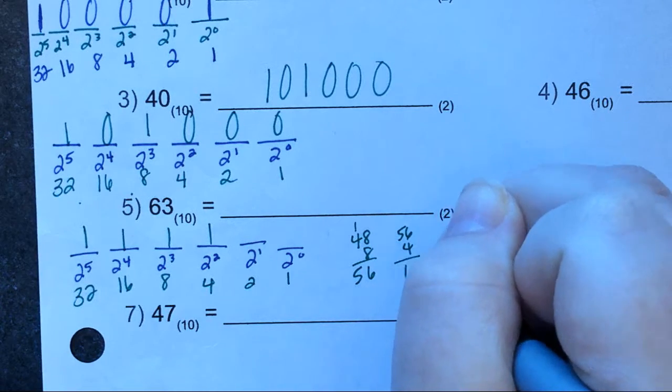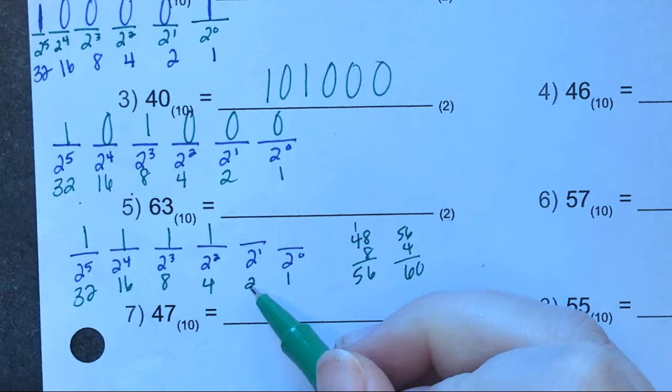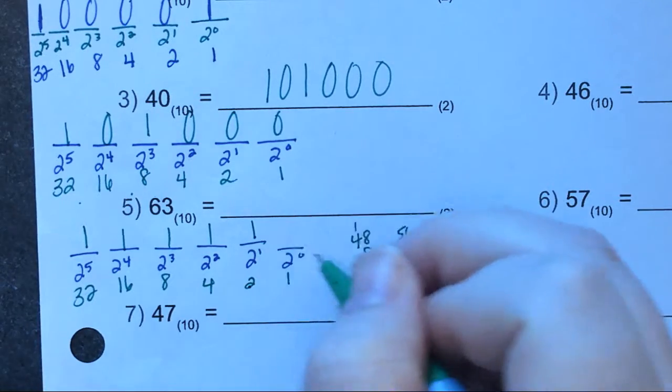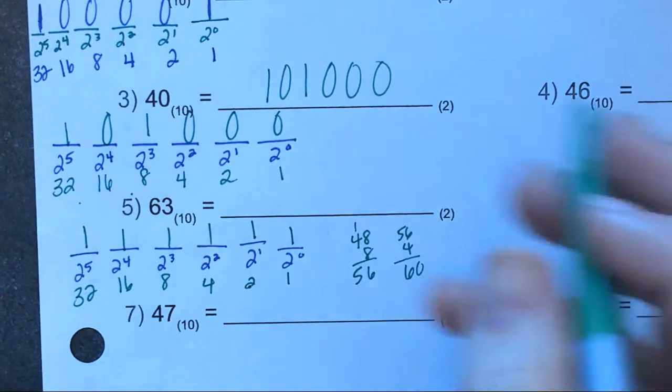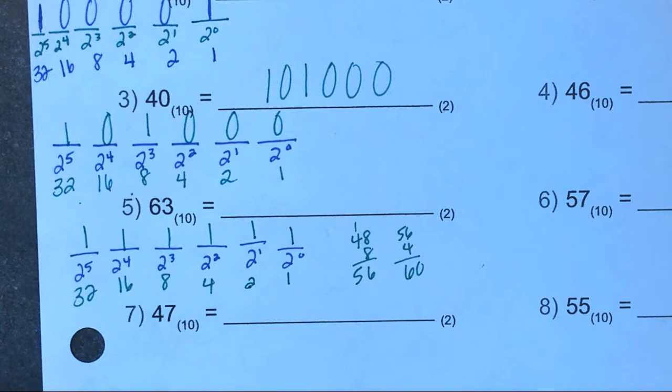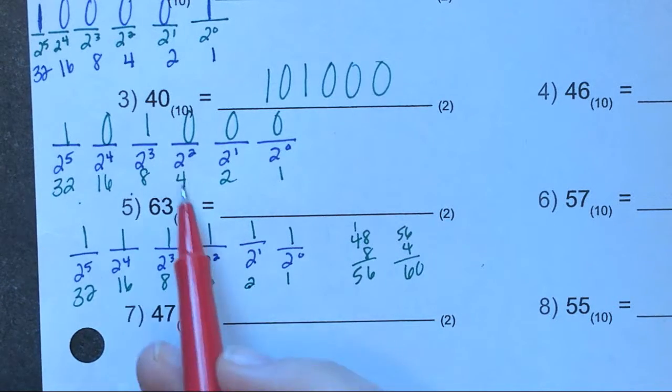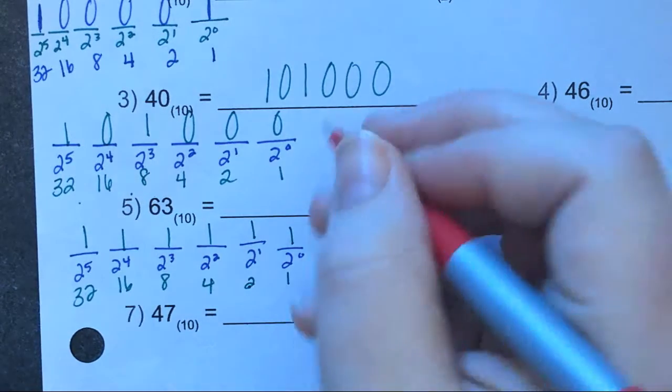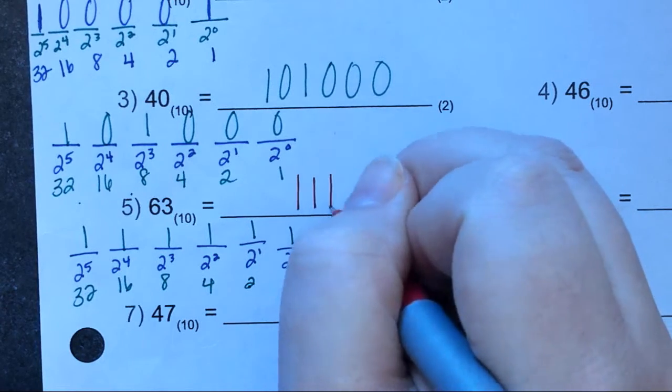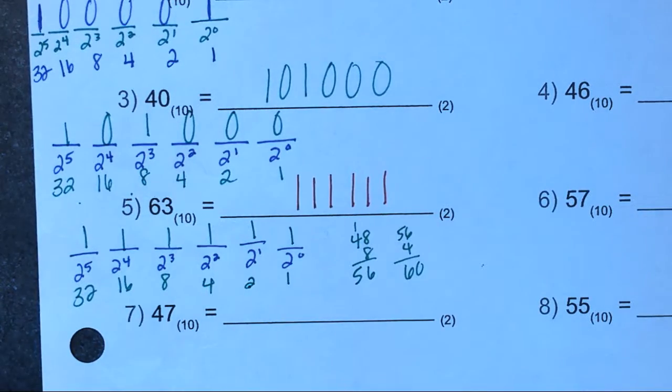I'm at 60. And then I'm going to need 61, 62, 63. I'm going to need all of them. So literally 63, that number in decimal, when you convert it to binary, ends up being all ones. 1, 2, 3, 4, 5, 6.